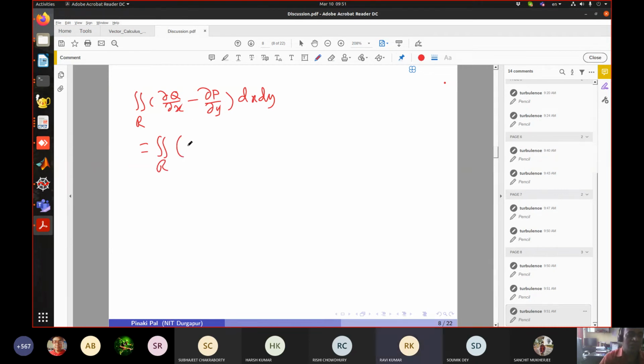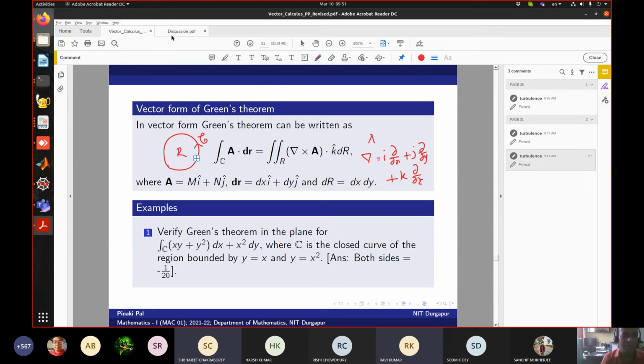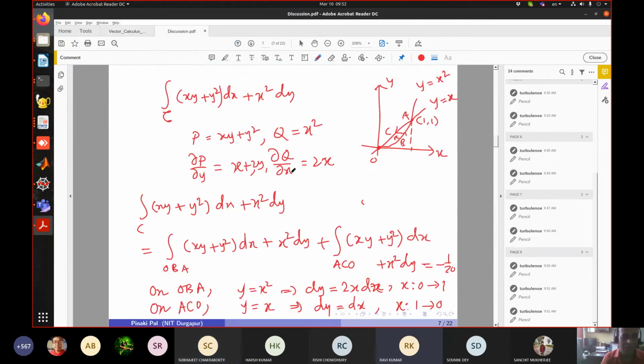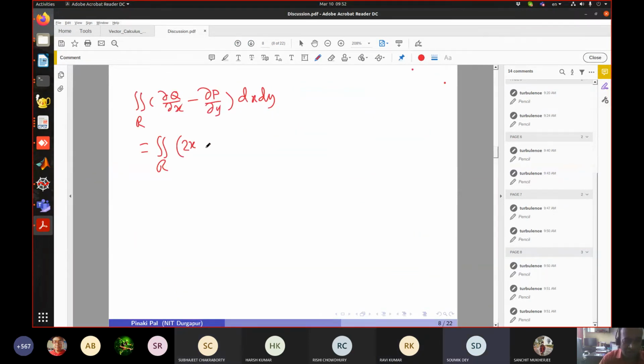So del q del x is 2x minus x plus 2y, so x plus 2y, and del p del y is... so we get 2x minus x minus 2y, dx dy. So this is equal to the double integral over R, where R is the region enclosed by the closed curve C, of (x minus 2y) dx dy.